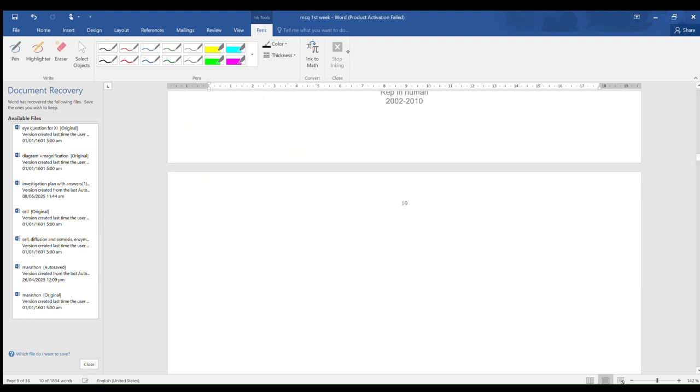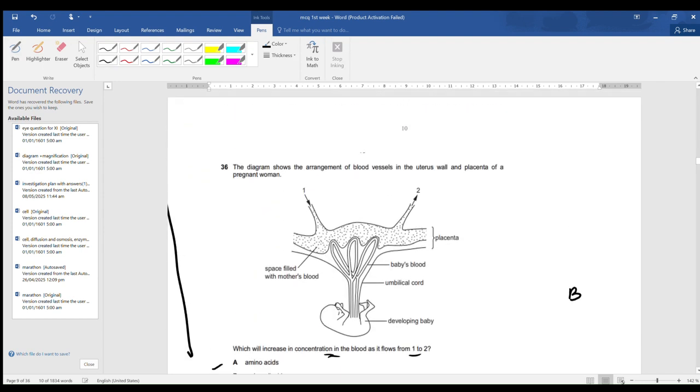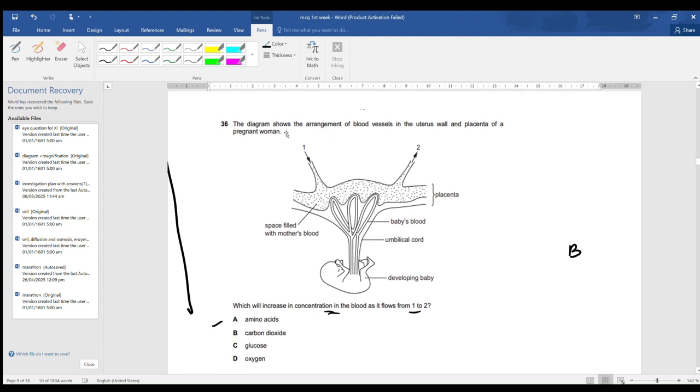Now, question number 36. The diagram shows the arrangement of blood vessels in the uterus wall and the placenta of a pregnant woman. So this is placenta. What is placenta? It consists of uterus wall plus these embryonic villi, and this is called what? Umbilical cord. So which will increase in concentration in the blood as it flows from 1 to 2? The 1 is coming from mother and 2 is going back to mother, of course, from fetus.